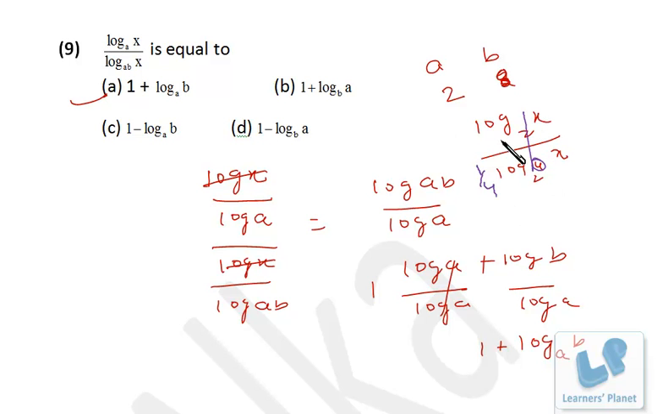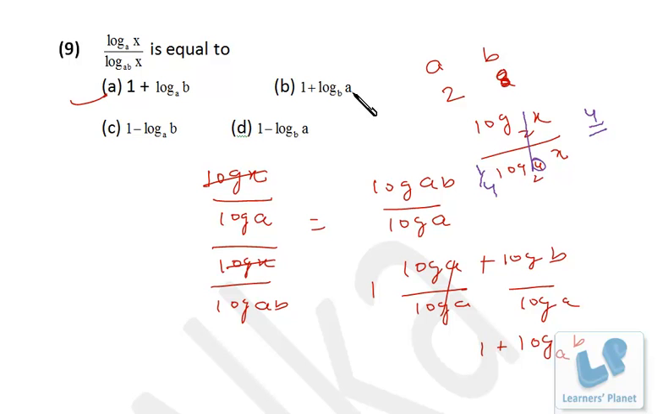So this will be cancelled. So finally 1 upon 1 by 4, that means 4, right? Now if we see, where do we get 4 when we put a is equal to 2, b is equal to 8, right? So this is 1. Log 8 to the base 2 will be 3, so 1 plus 3 is 4, right? So simply you can do this problem by this method also.